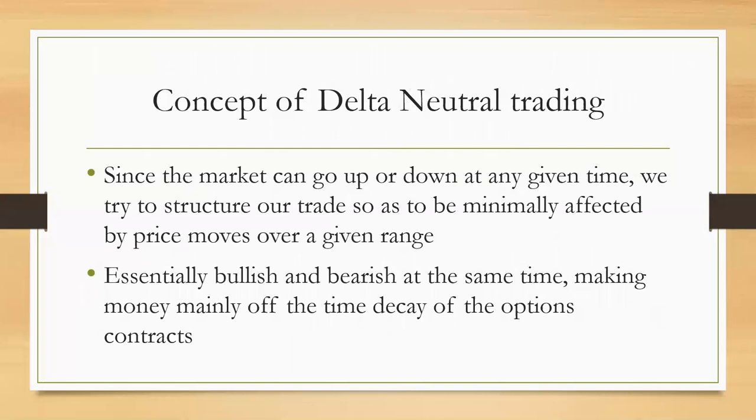So that was kind of a build up to the concept of delta neutral trading that we're going to apply to the calendar spreads. At any given time, the market can go up or it can go down, and you can have all the indicators in the world and still get it wrong. And so a less stressful way for me has been delta neutral trading. We're basically bullish and bearish at the same time, and we make money off the decay of the options contracts.